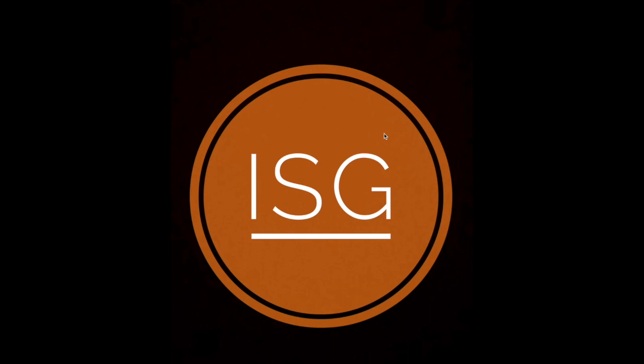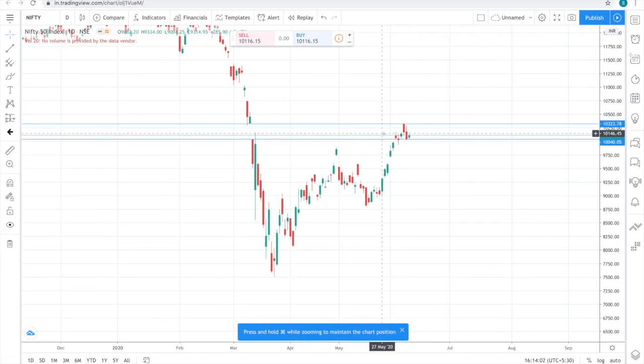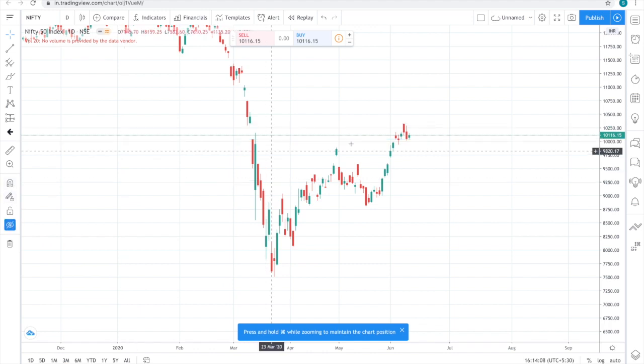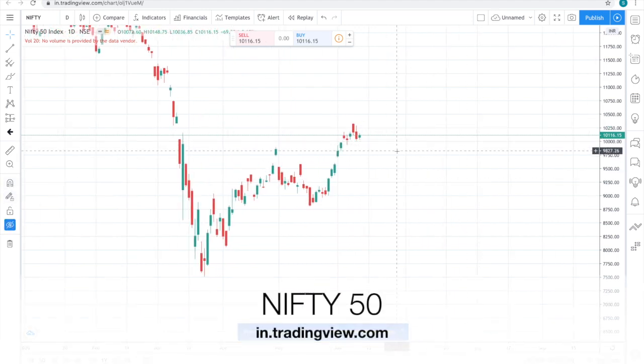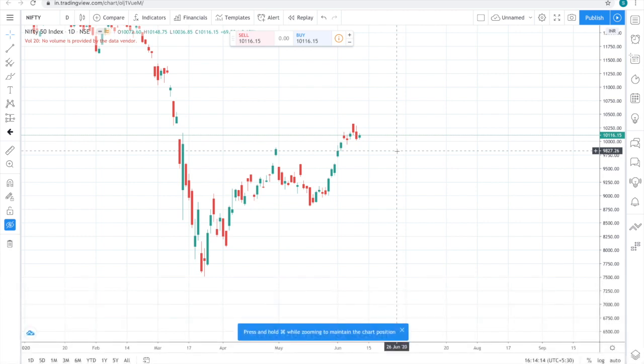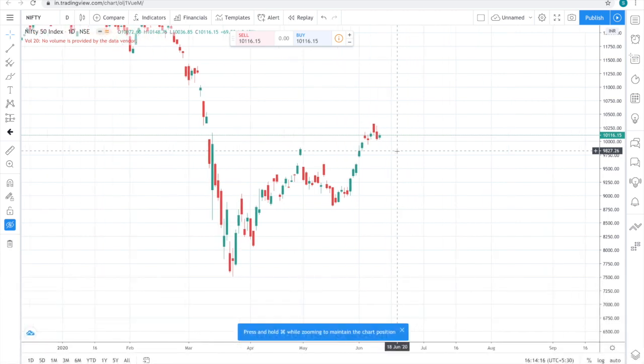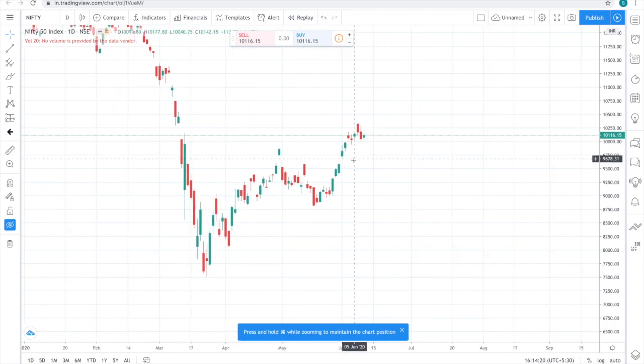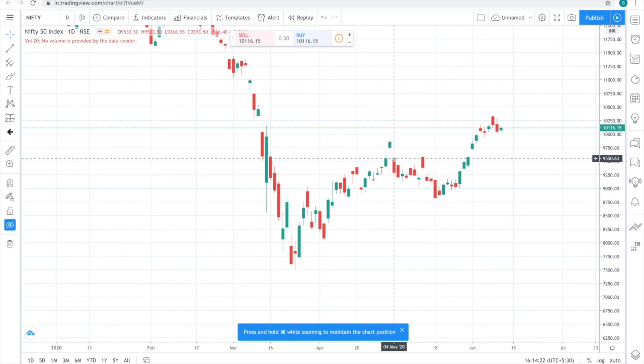So in today's video, we're going to learn how to make support and resistance. So let's just begin. Okay, let me just hide it out. Awesome. All right. So we are on the Nifty 50 chart in tradingview.com. You can use different platforms to see the charts, but I use tradingview.com. All right. So let's just go here.